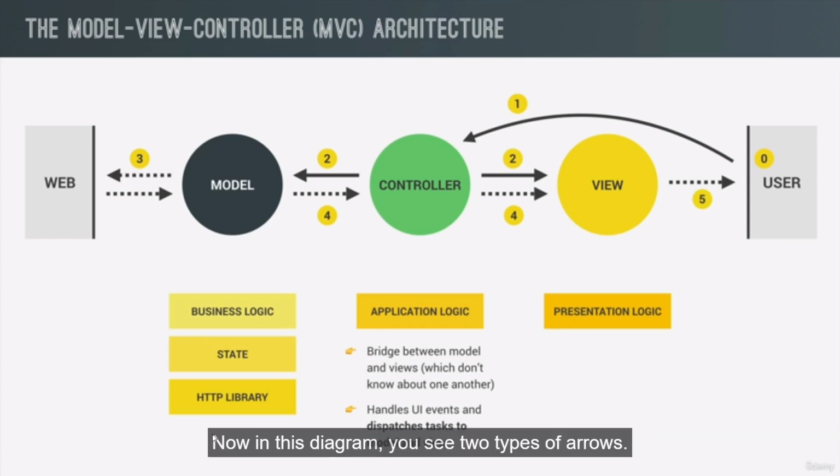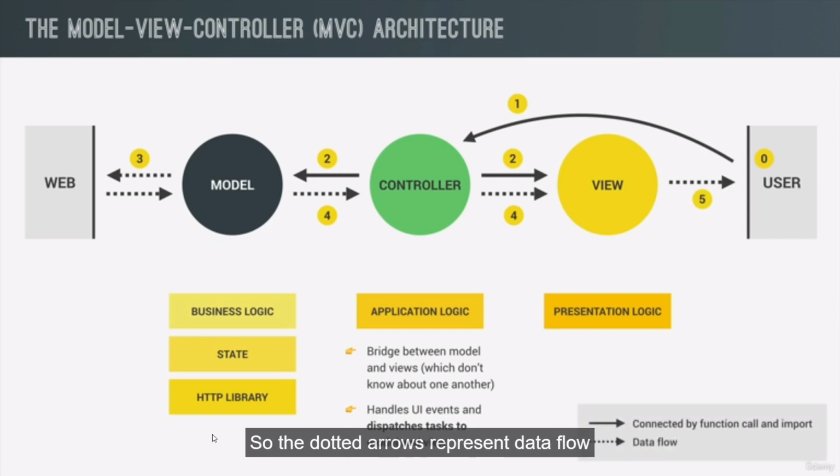Now, in this diagram, you see two types of arrows, right? So the dotted arrows represent data flow between the different parts, while the solid arrows represent actual function calls and module imports. So analyzing this, we can see that it's only the controller who imports and calls functions from the model and from the view, but never the other way around.